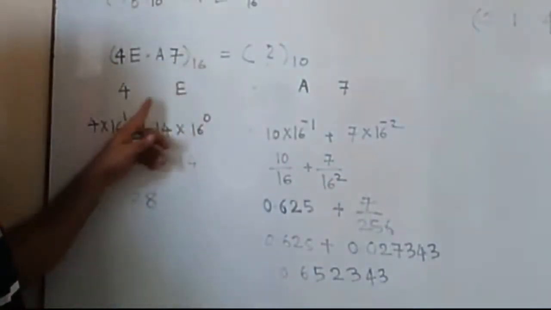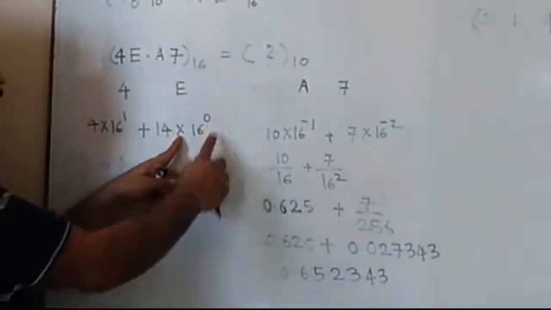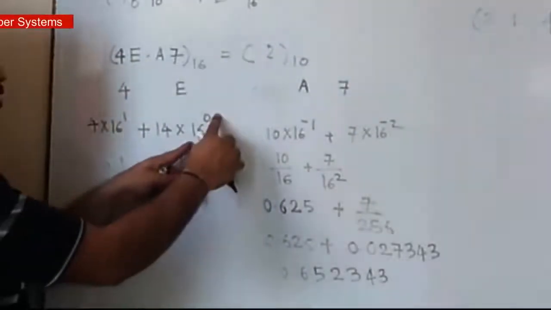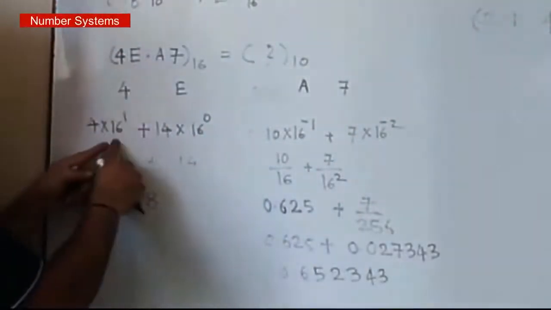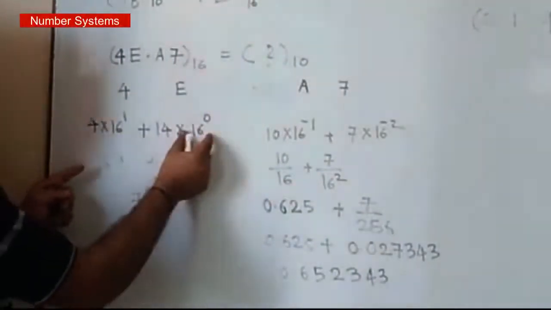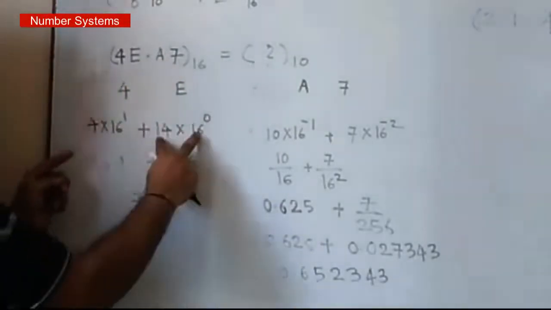So E, that is 14, multiplied by the hexadecimal unit place, that is 16 raised to the power 0. So 14 multiplied by 16 raised to the power 0, plus 4 multiplied by 16 raised to the power 1. So these are the unit places in hexadecimal numbers, and they have to be multiplied with these digits and their multiplication has to be added.